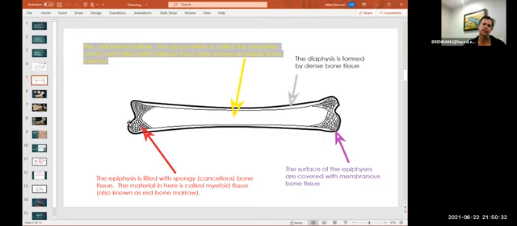But usually erythropoiesis is occurring on the ends, in the spongy bone tissue. Now, the very surface of the epiphyseal areas is covered with a thin layer of bone, not paper thin, but think about two or three index cards thick. That's called membranous bone tissue.